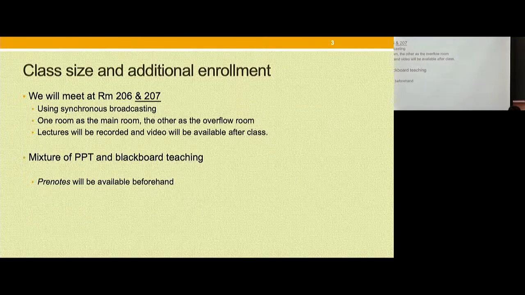Now let's spend some time to talk about requirements, suggestions, how we are going to be graded, and how we are going to organize our course this semester. First is the size of the class. Currently the enrollment is about 150 something, so we cannot have everybody sit in the same room. That's why we meet in 2 rooms at the same time using synchronous broadcasting. This room is the main room, and the other room is the overflow room.